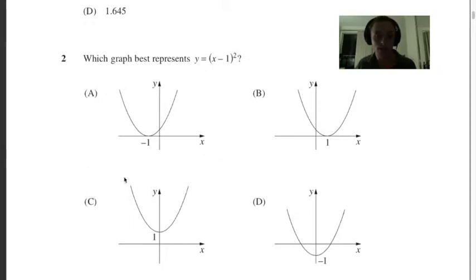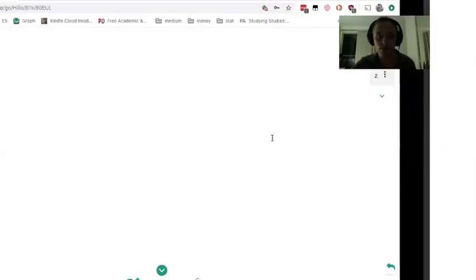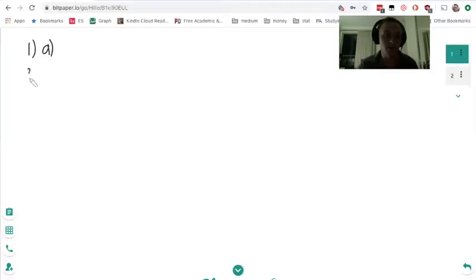And the only one of the answers in which x equals 1 is a solution to y equals 0 is B. So question 2, quite simple as well. 2 is B.